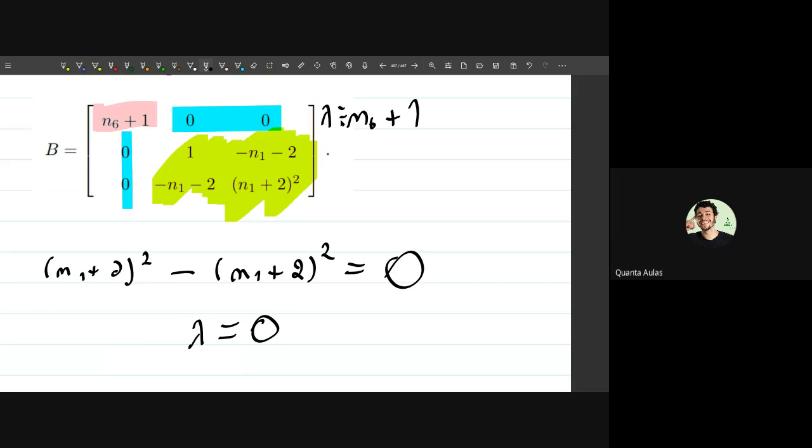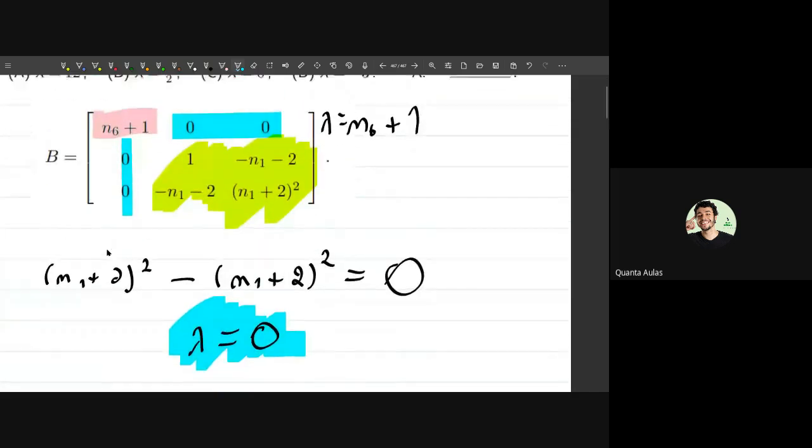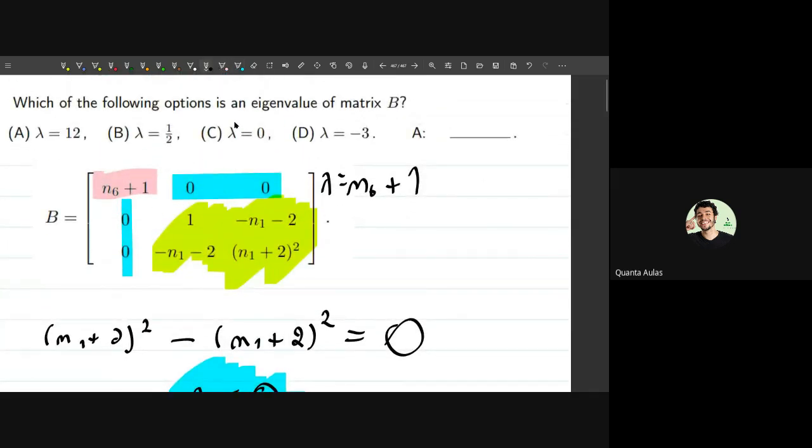0 equals 0, right? So we have this eigenvalue here. So the eigenvalue is 0, just like that. Very easy, very, very easy. So this is the answer. C.